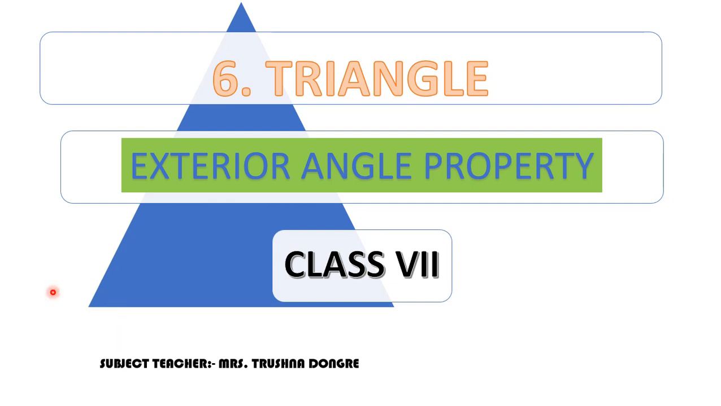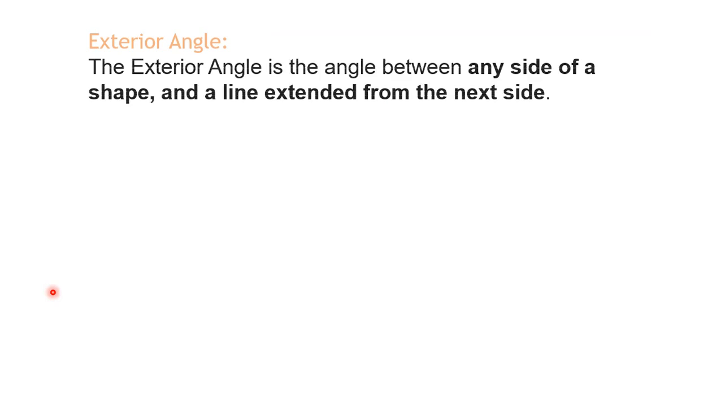Now class 7th, chapter number 6 triangle. Today we'll discuss the topic exterior angle property of a triangle. So let's start. So what is the meaning of exterior angle? The exterior angle is the angle between any side of a shape and a line extended from the next side.